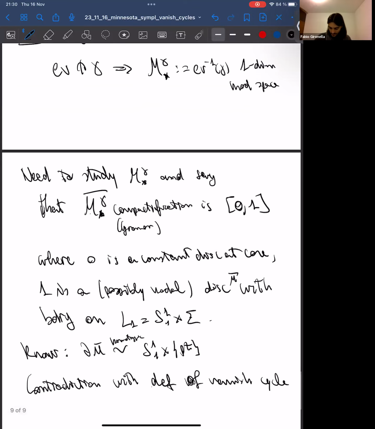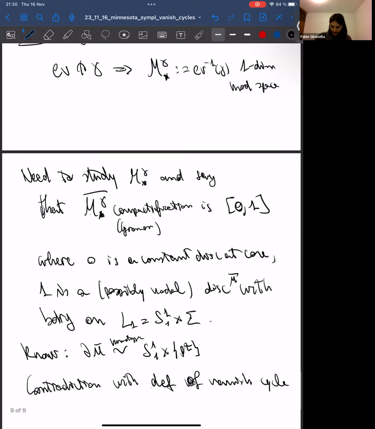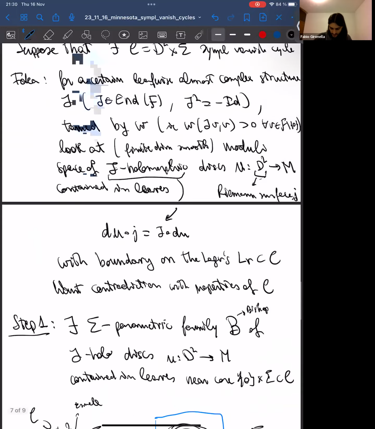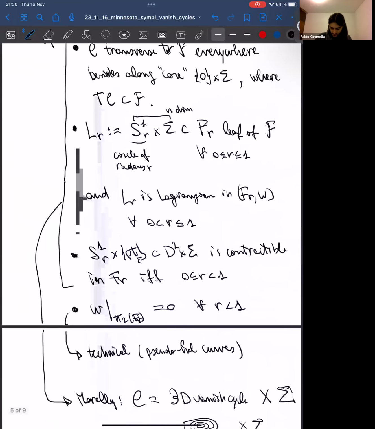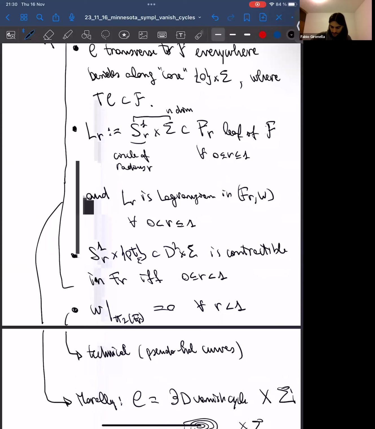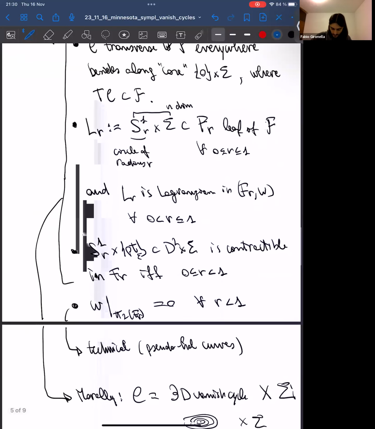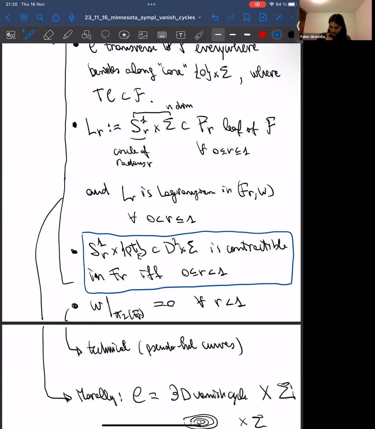Why is that? Well, because we have proven that S1 is the boundary of a disk inside the leaf where it lives, because it bounds this disk U bar. But it was a requirement of the vanishing cycle that this does not happen. We were asking that S1 times a point is contractible in the leaf where it lives if and only if R is smaller than 1, okay? So we reach a contradiction.